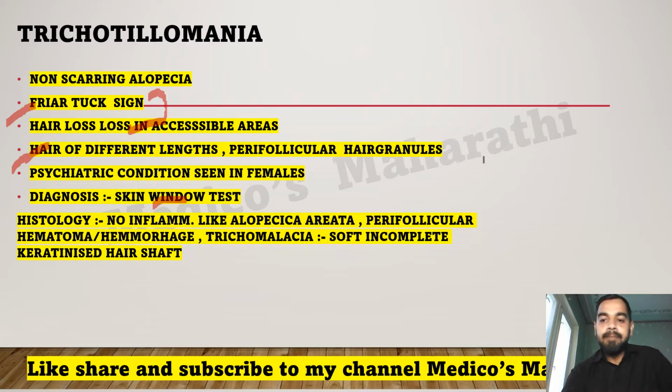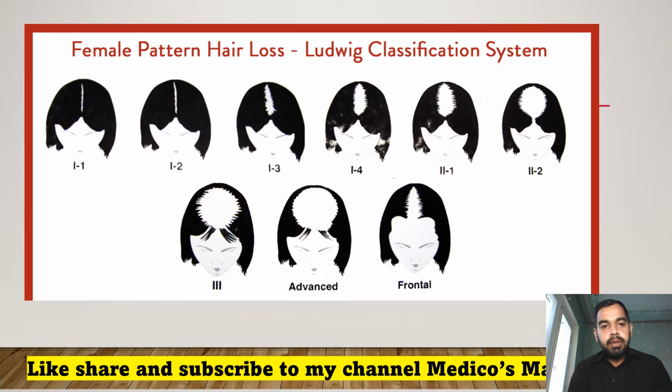Okay, my dear friends, now let's go for our next discussion. Now we are going to see pattern of hair loss in male and female both. So here, female pattern hair loss. So in female we can see Ludwig pattern of hair loss. So it is Ludwig classification system. In females we can see Ludwig pattern of hair loss.